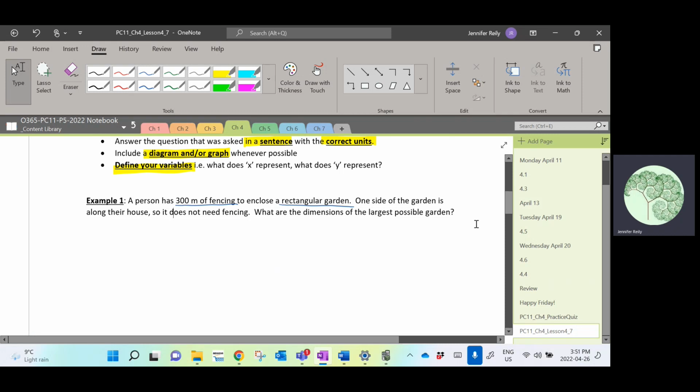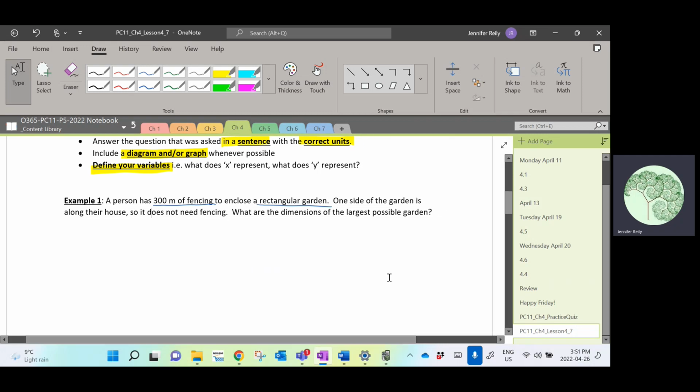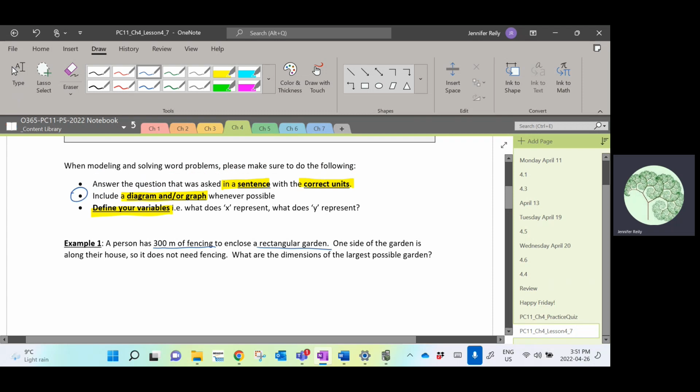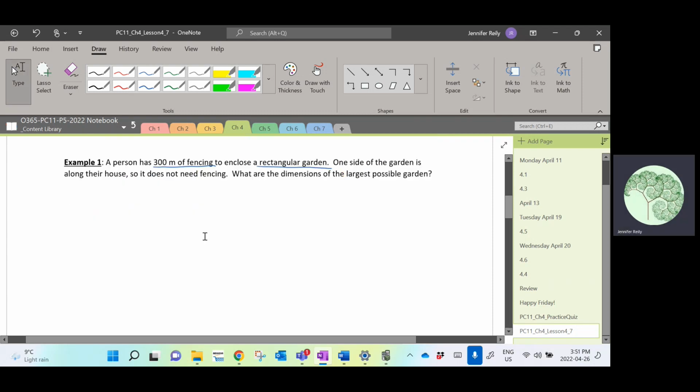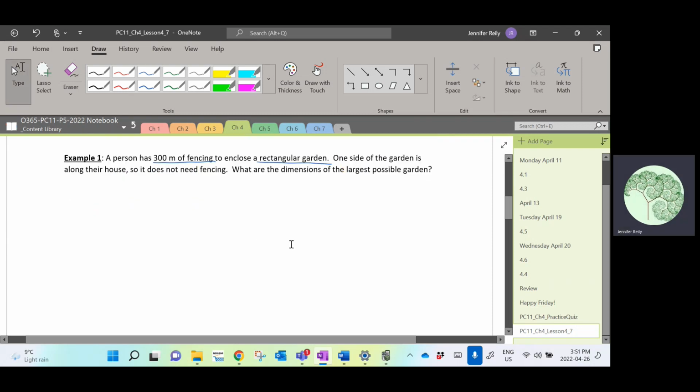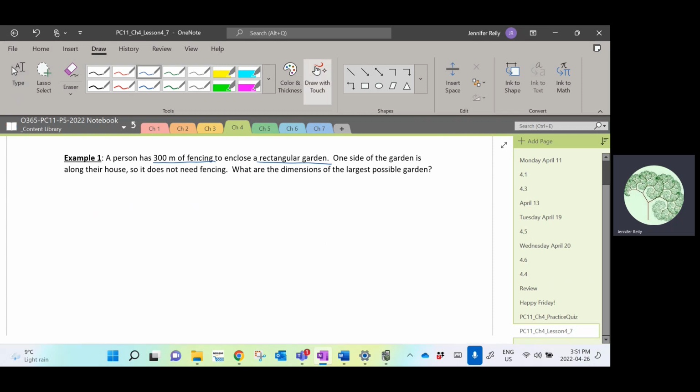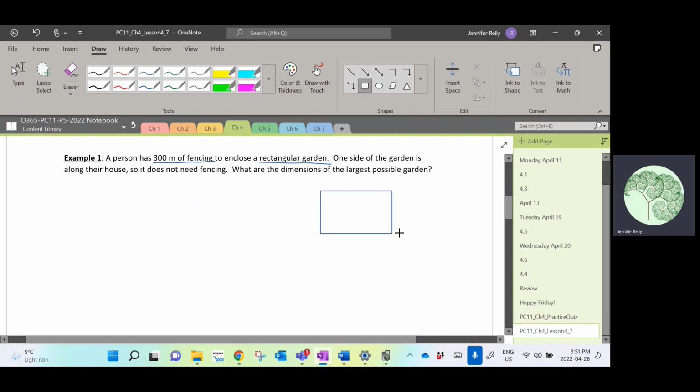So this is a realistic question, right? If you want to build a fence around your garden, you want to build one that's going to create the biggest garden possible. So let's draw a diagram here, including point number 2. We're going to draw a labeled diagram and we're going to identify some of the variables for this problem. So I'm going to draw my rectangle, using a pre-made shape here.